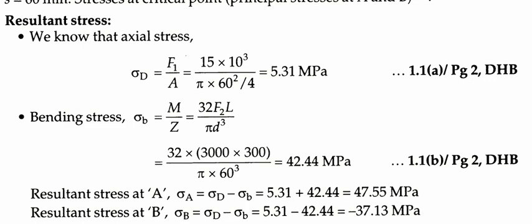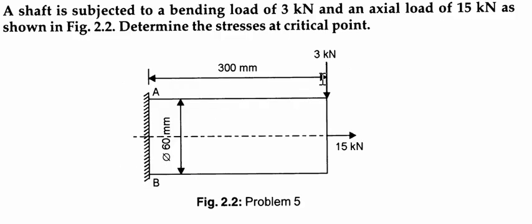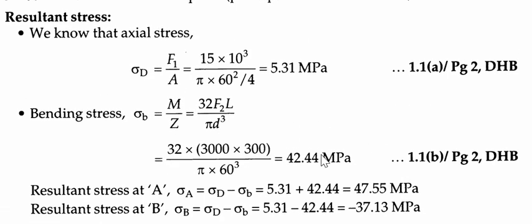Since we have both bending stress and axial stress, I have to find the resultant stress. Keep in mind, whenever we have a bending stress along with the axial stress, in order to find the principal stress we have to find the resultant, because the bending stress will be coming in this direction and the axial stress in this direction. So only the resultant among these will act on both A and B. Just keep that in mind.